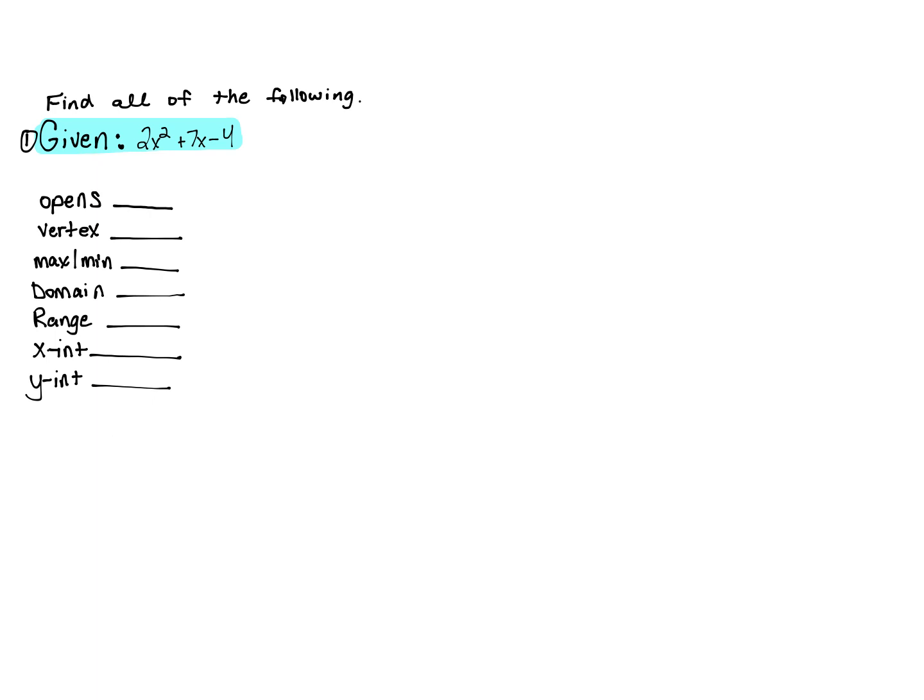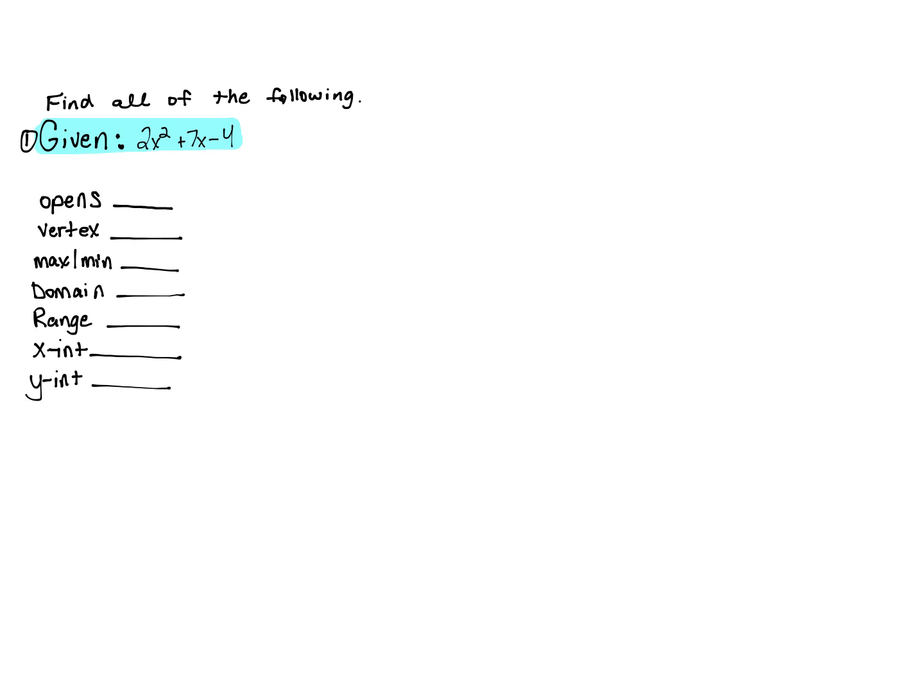Your first question, you have a function that's given to you, which is 2x squared plus 7x minus 4. It asks you which way it opens, what your vertex is, what your maximum or minimum is, meaning the value and whether or not it's a maximum or minimum, what the domain is, what the range is, your x-intercept, your y-intercept, and you need to add in your axis of symmetry, because that's one of your questions as well. So it's not there, but add in the axis of symmetry.